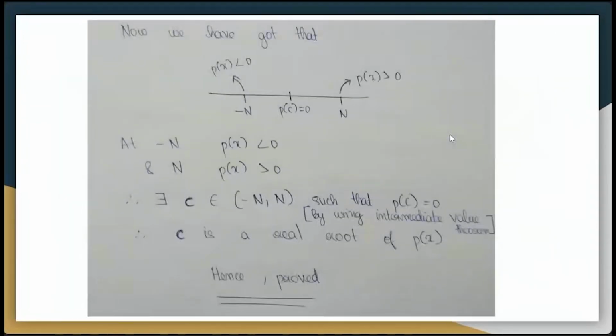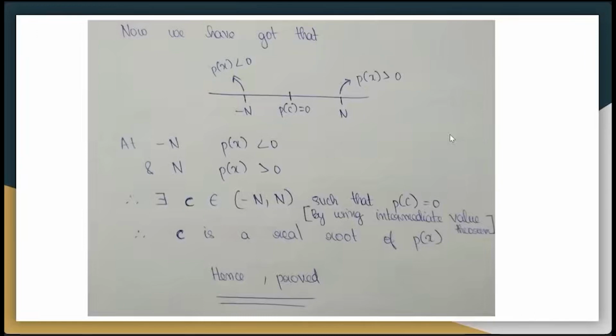Now, we have got that at minus n, the value of p of x is less than 0, and at n, the value of p of x is greater than 0. By applying the intermediate value property, there exists a c belonging to the open interval minus n to n such that p of c is equal to 0. Then we can say that c is a real root of p of x. This is how we prove that any real polynomial of odd degree will have a real root.